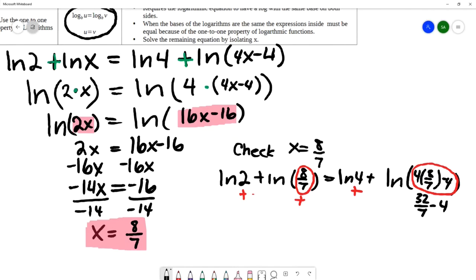32/7 minus 4, and 32/7 goes into 32. Let's see how many times. 4 and 4/7, and 4 and 4/7 minus 4 will be a positive, so it also is in the domain of that expression as well. So that means that we're going to be able to keep that solution of x equals 8/7.